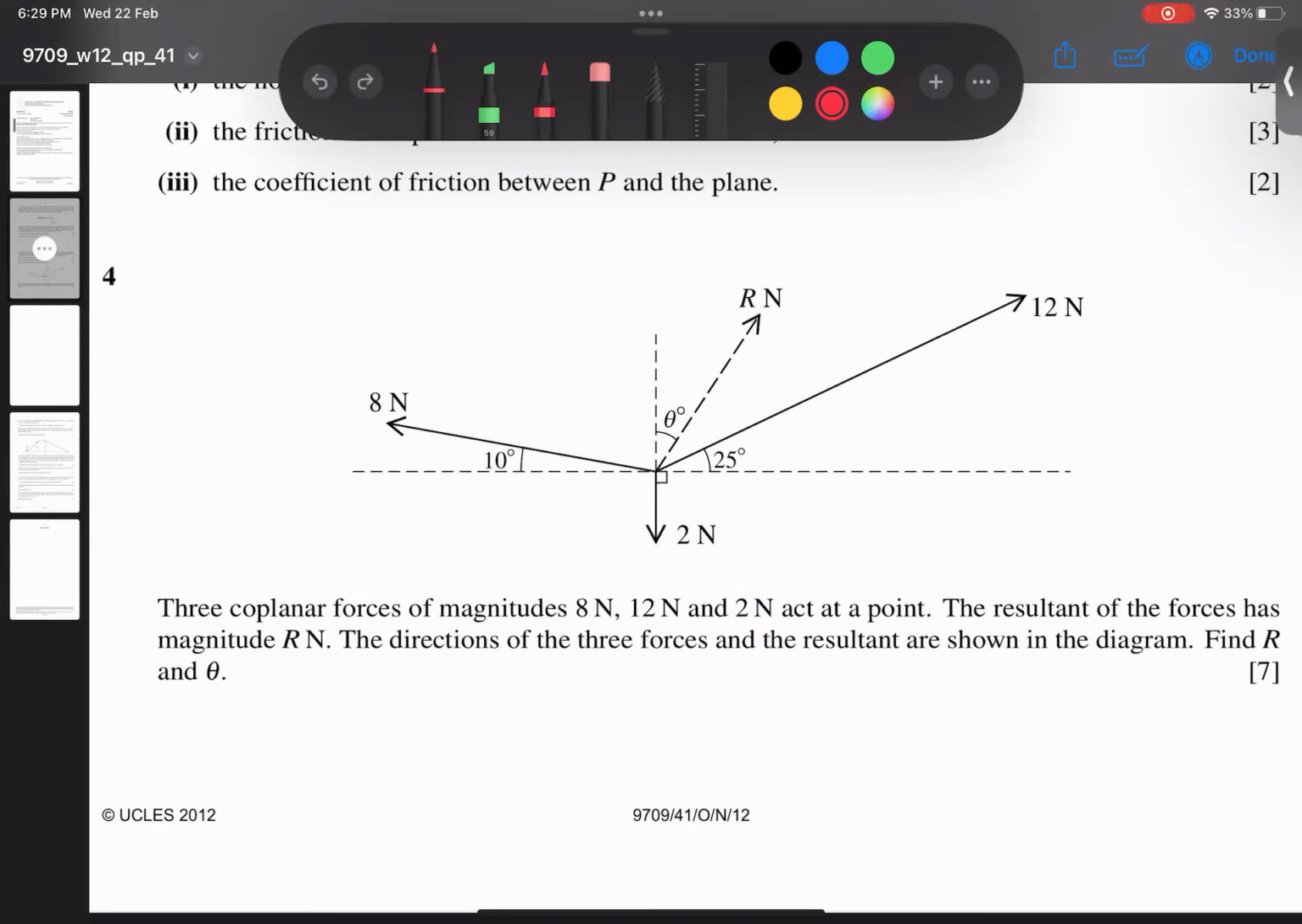And for your knowledge, the resultant of all three forces is R. So this is actually the resultant force. So don't consider this as a separate force, okay? Because it's the resultant of all three forces.